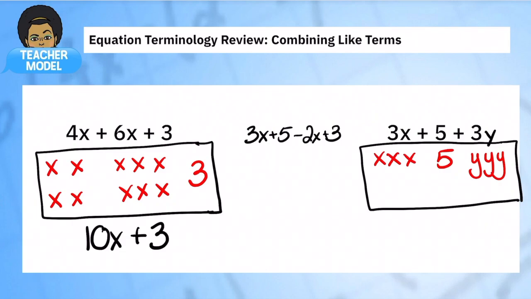And on the right, our 3x, our 5, and our 3y, unfortunately, we couldn't combine these together. So even though we had variables that were letters, we don't know what these variables are, but we do know that they are not the same number. If they were the same number, we would use the same variable. So in this case, it already was in simplest terms, 3x plus 5 plus 3y. There was nothing else to combine.